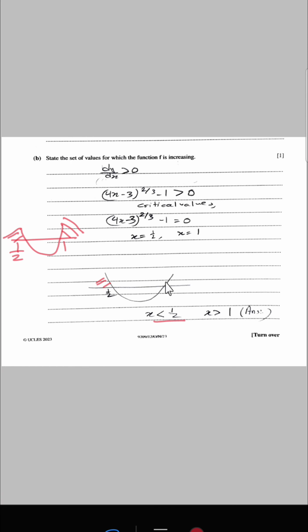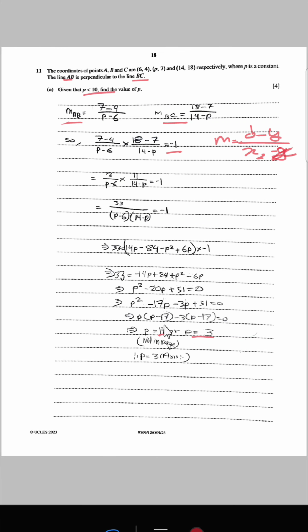Question number 11. The coordinates of points A, B and C are given, where P is a constant, and the line AB is perpendicular to BC. Since line AB is perpendicular to BC, the gradient of AB times the gradient of BC is equal to -1. So first of all, we need to find the gradient of AB, that is y2 minus y1 by x2 minus x1. Then the gradient of BC, then multiply them and equate to -1 and find the value of P, that is 17 and 3. But here we are given that the value of P is less than 10, that means 17 is not in our range, so our final answer is 3.